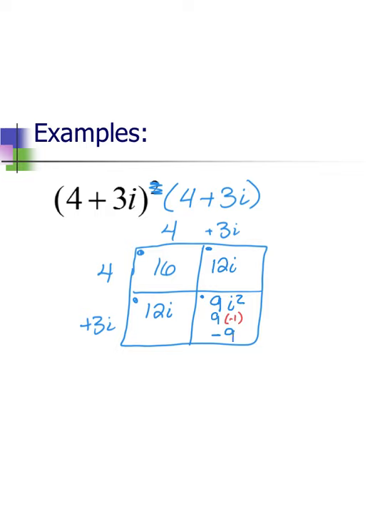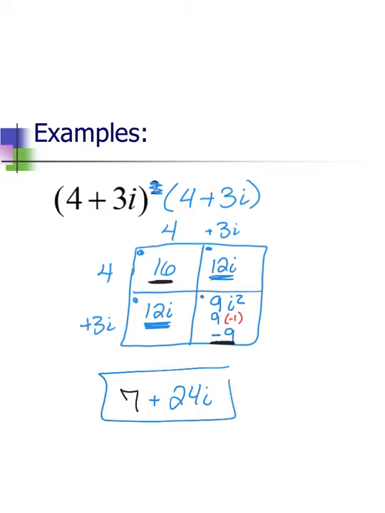Now for the answer, I'm going to combine a whole number and a whole number, so 16 minus 9 is 7, and then I'm going to combine my i terms, so 12i plus 12i, that gives me 24i. This is my answer. If you were to double distribute like this, which you can do, you will still end up with these same exact terms, and it would give you the same exact answer.